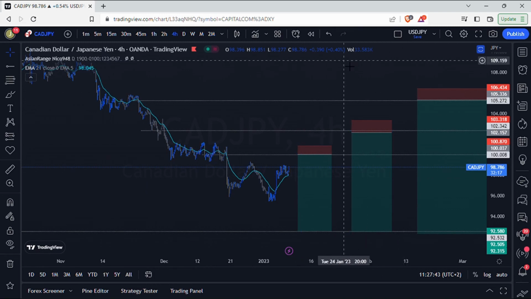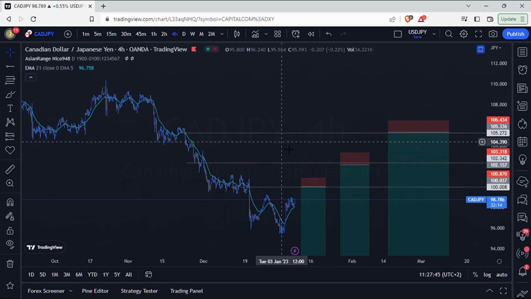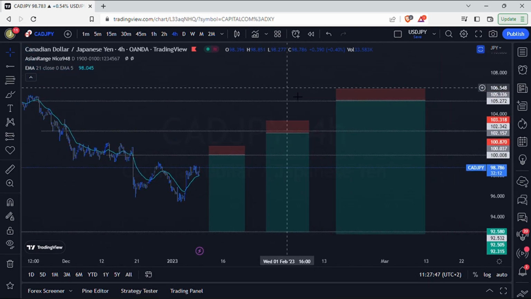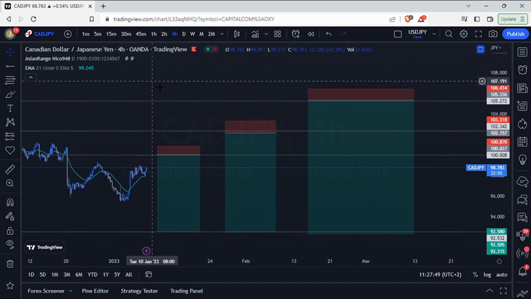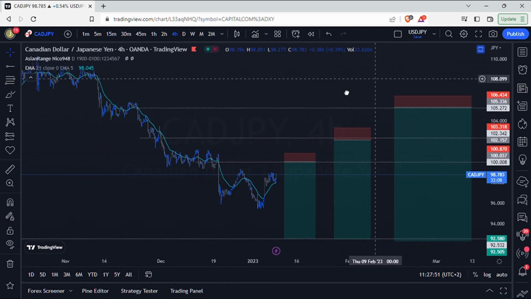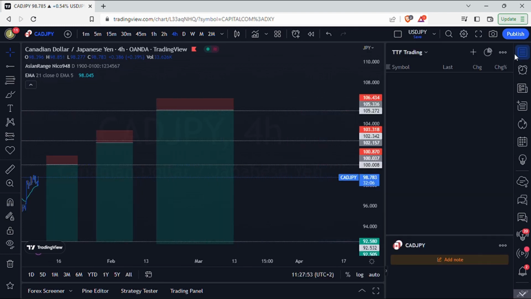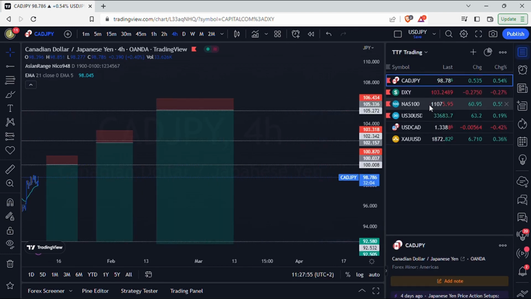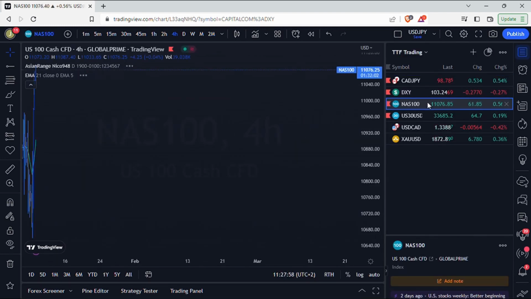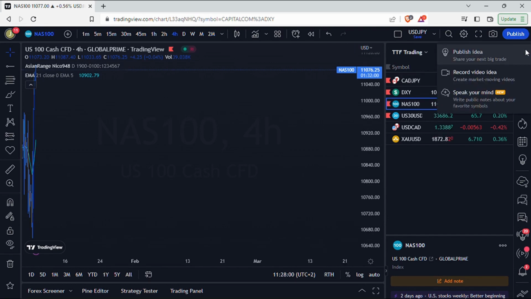So like I said, these are the 3 that I'm looking for. Personally, I'm not going to take CADJPY because it's not part of my trading week this week. But these are the 3 scenarios, right? Then, finally, what I want to do is have a look at the Nasdaq. And this is where we're going to end things off, right?